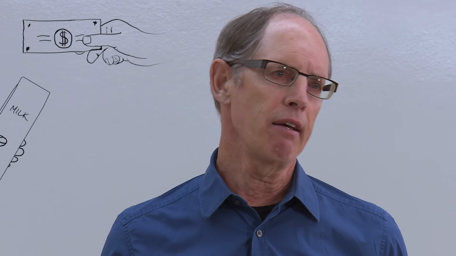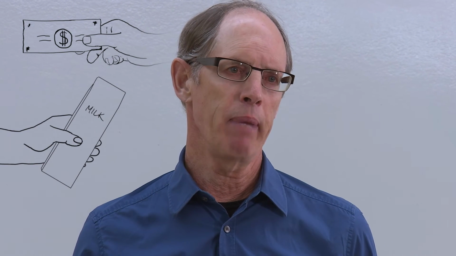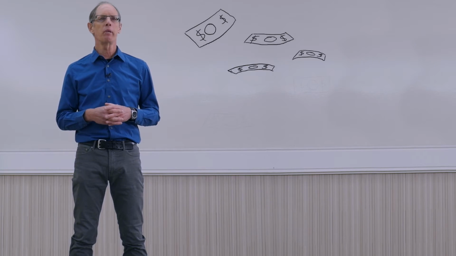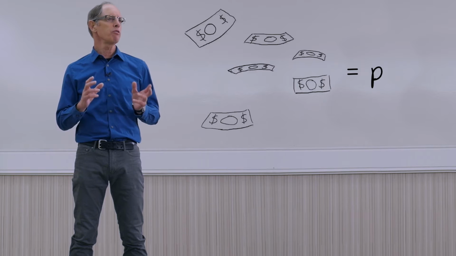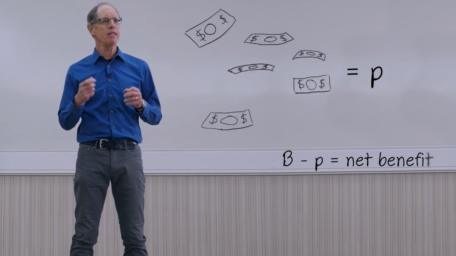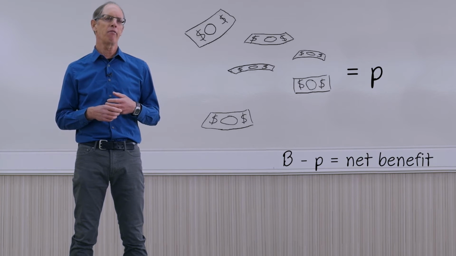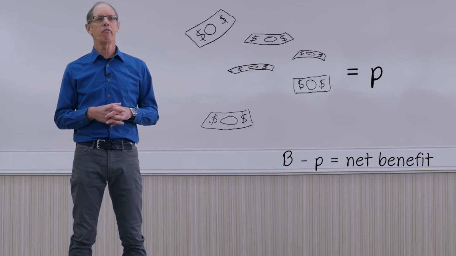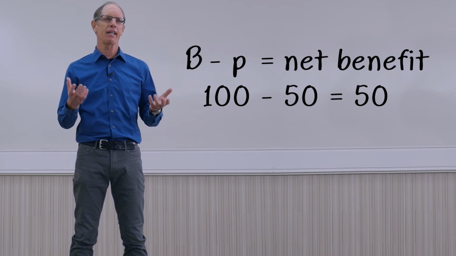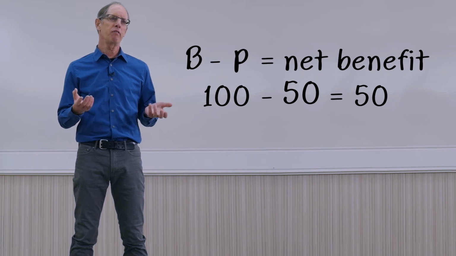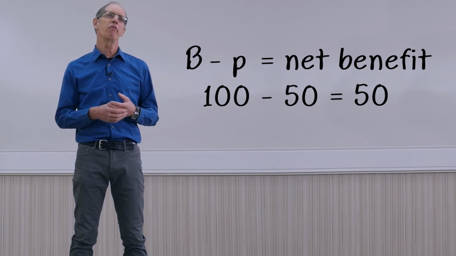Now, the individuals have to pay for access to that benefit. And we're going to assume that the access price is denoted as P. And just very simply, we're going to take B minus P as the net benefit to each individual. If a consumer got a benefit of 100 from having access to the service and it cost them 50, they would get a net benefit of 50.